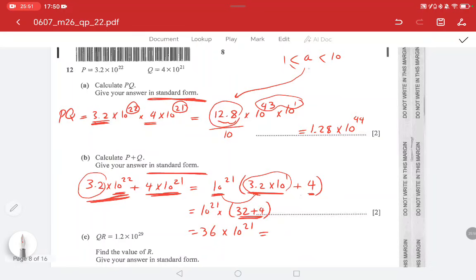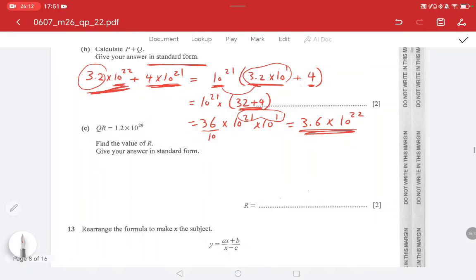Okay, but this one is not standard form, so what to do? Again, divide by 10 and multiply by 10. So it will be 3.6 times 10 to the power of, you add this one, 22. Okay, this is the final answer. Please show your work.